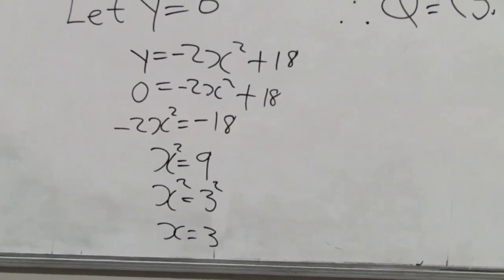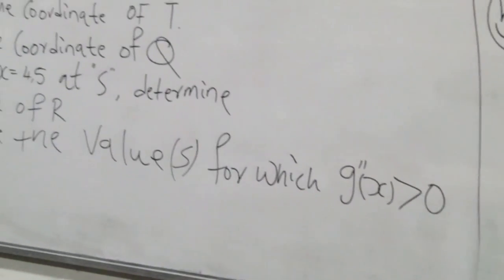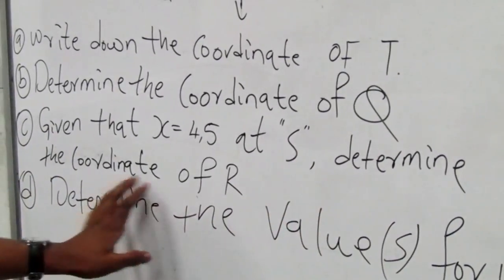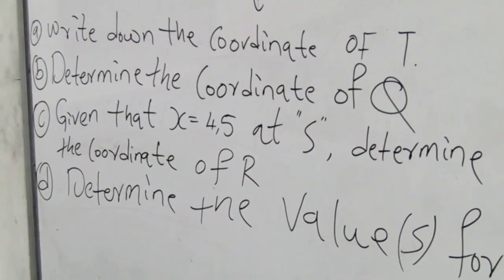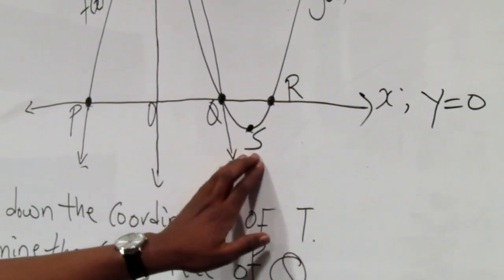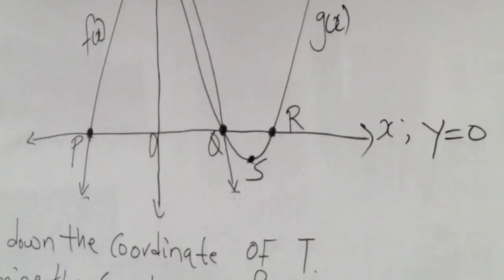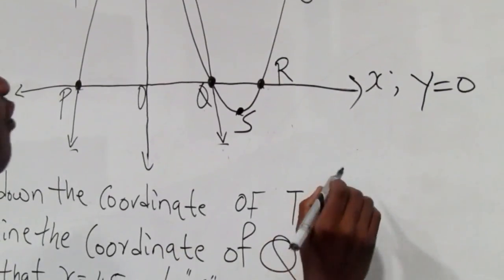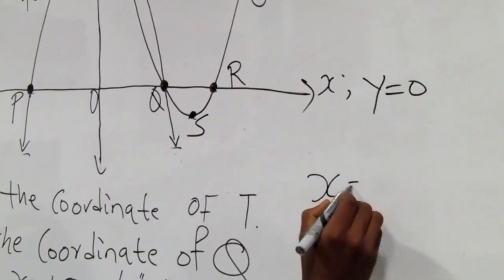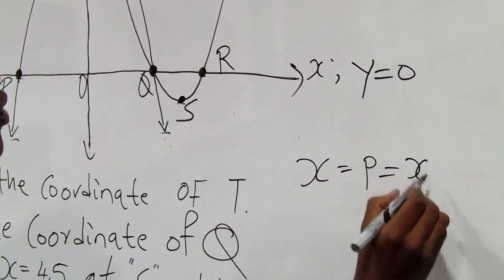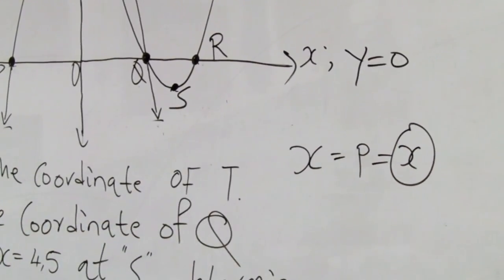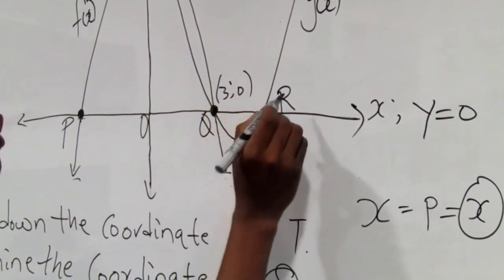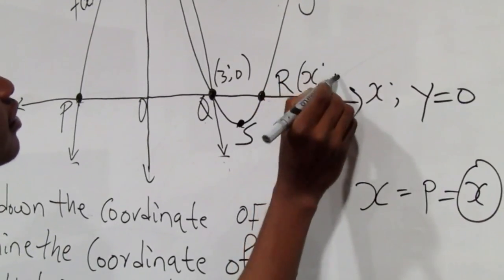Then the third question says that, given that x is equal to 4.5 at point S, we must determine the coordinate of R. We come again and look up for S. S is here and S is a turning point of g of x, and the value that we're given is an x value of a turning point. And now remember that the x value of a turning point is equal to p and is equal to x, where our x is an axis of symmetry. And now remember that we have point Q. Our point Q is (3, 0). Our point R is (x, 0).